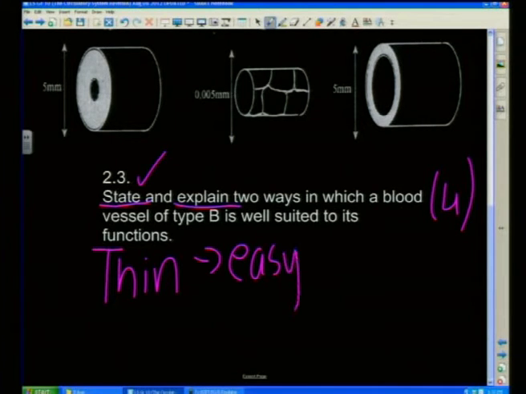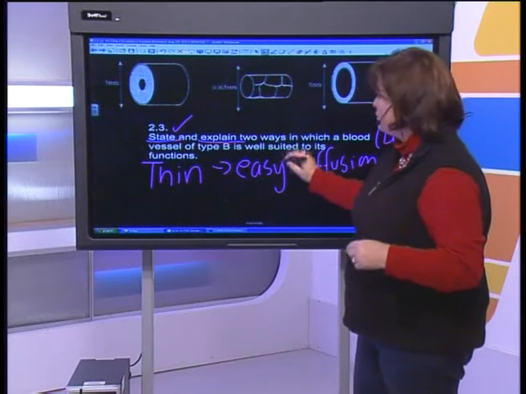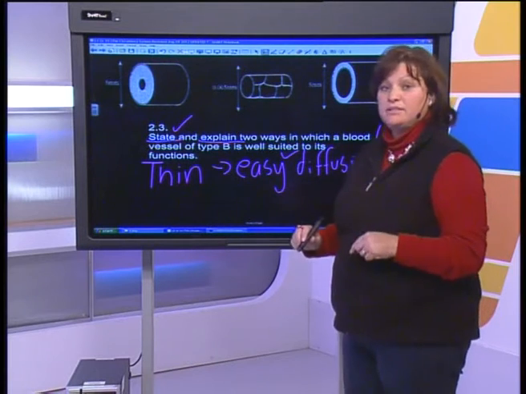How about if we say easy diffusion? All right, diffusion of what? Oxygen, carbon dioxide, nutrients, waste. So there we go. I've stated one of its advantages, what it's suited for, and why. All right, and I've explained it.